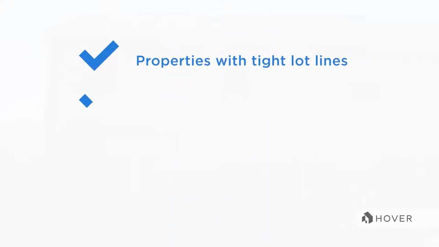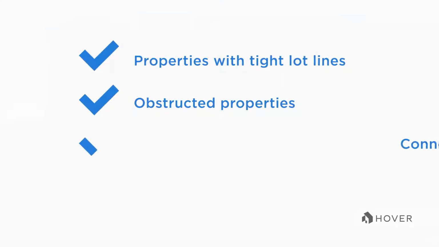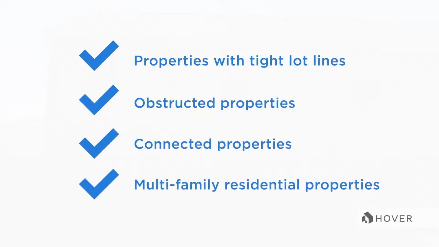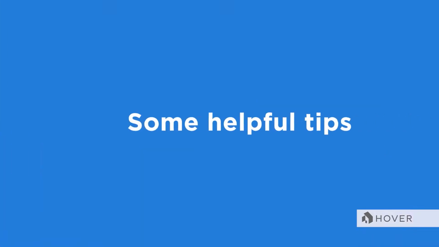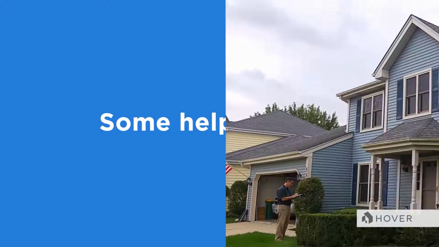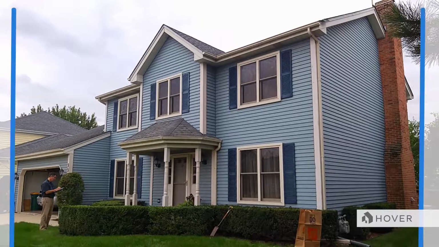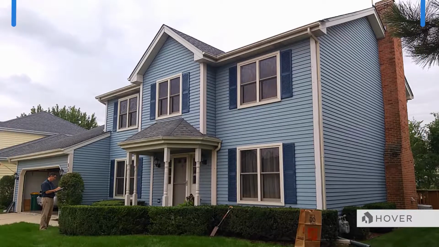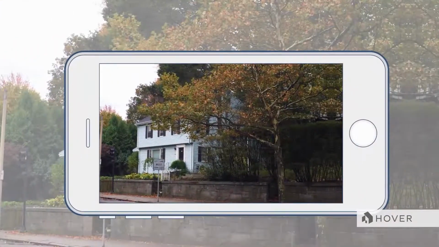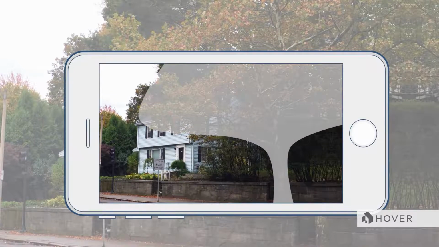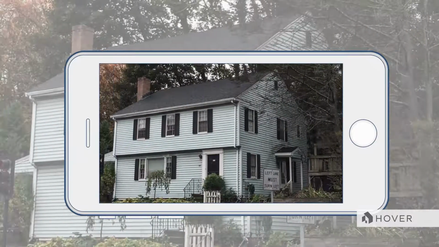Hover also works for properties with tight lot lines and obstructions, as well as connected and multifamily residential properties. Here are some tips. When taking a corner shot of a property with tight lot lines, adjust your position until you see free space in between the properties. Even if there's just an inch of empty space, it can still be a good photo. If the property has obstructions like tree coverage, just move around to minimize those obstructions.